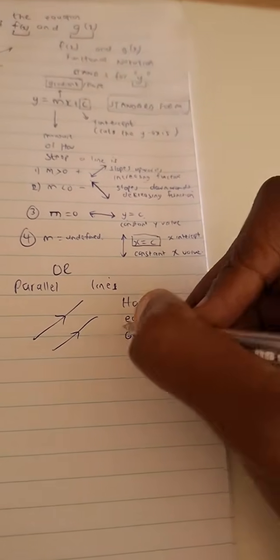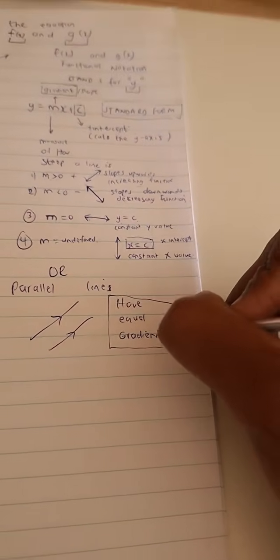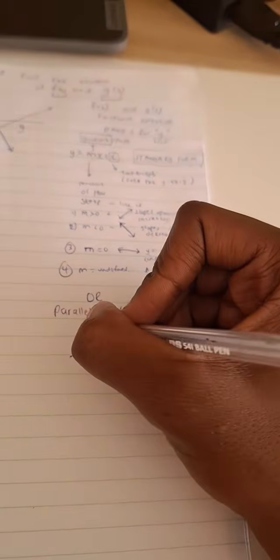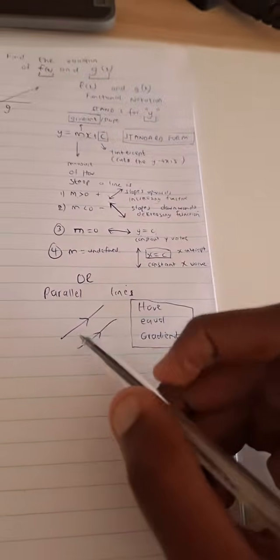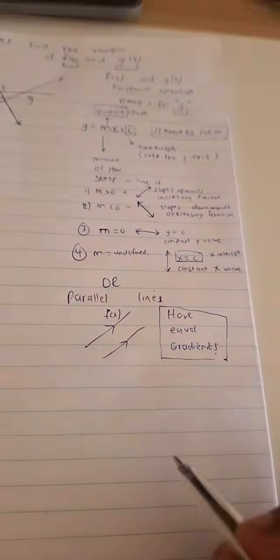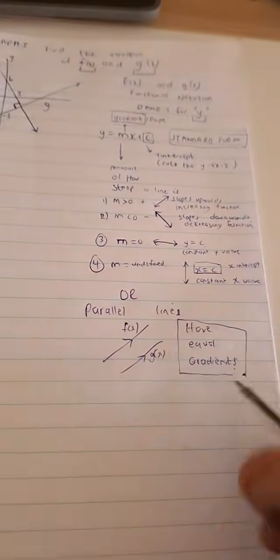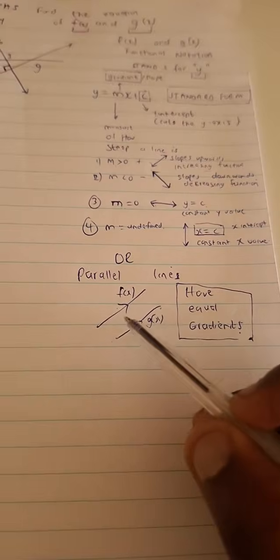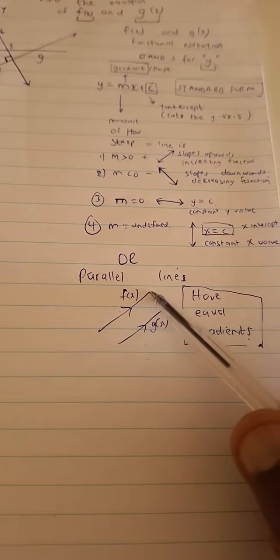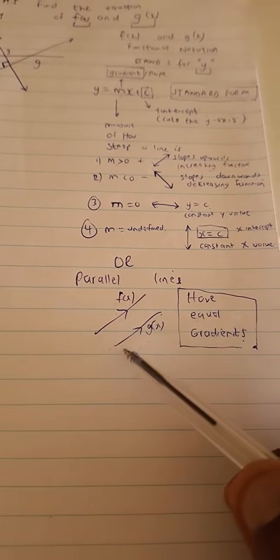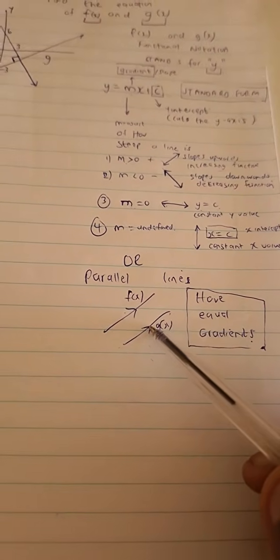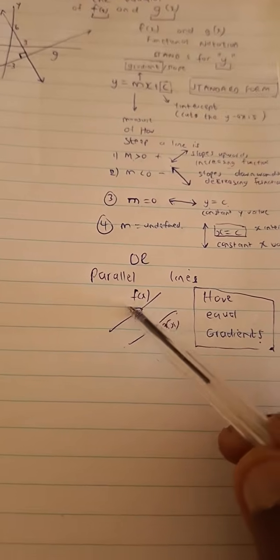Okay? Parallel lines have equal gradients. In other words, if the gradient of this line is known to me, let's say this is f of x, and then I ask what is the gradient of g of x if these two lines are parallel. Guys, then it means that if I know the gradient of this line, then the gradient of this line, given that the two lines are parallel, would be the same as the gradient of that line.